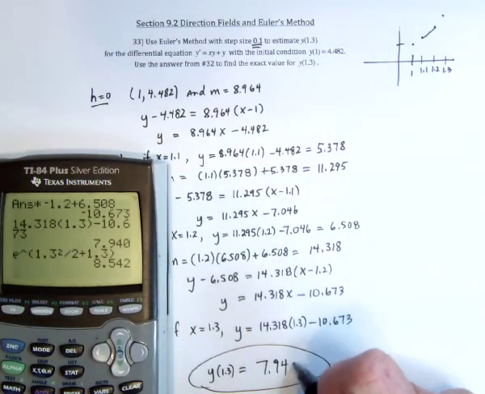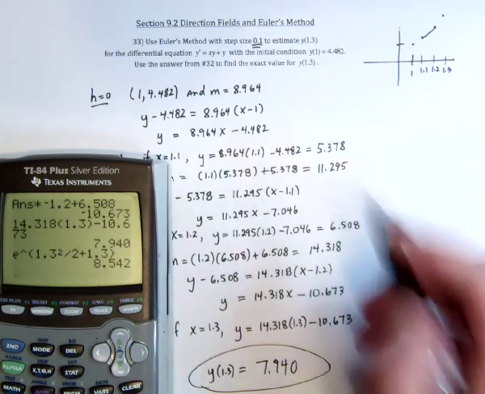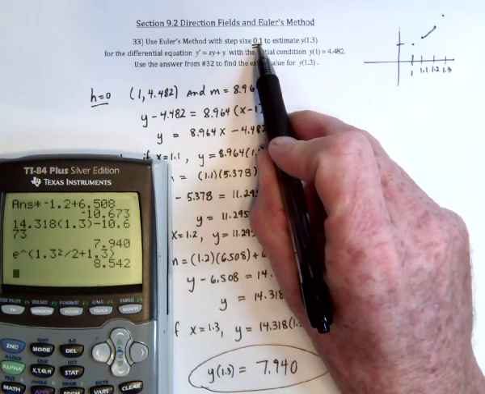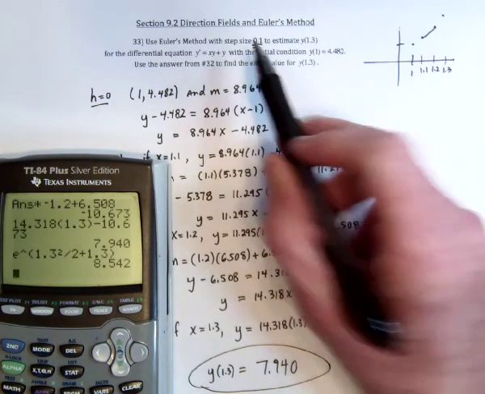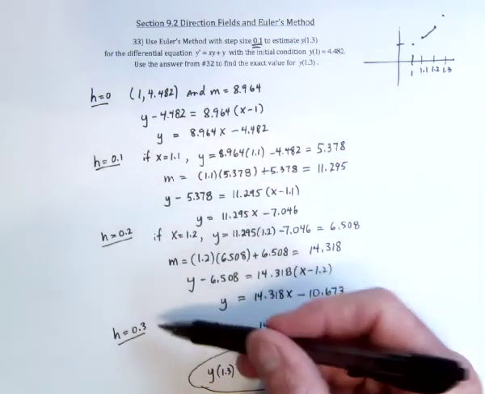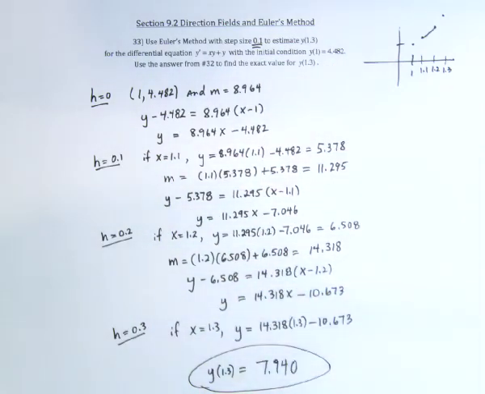And what we got was 7.94. So it's off by a little more than half a unit. So that's actually not too bad. If you wanted to be more accurate, of course, you just make this, say, 0.05, and then it would have taken us twice as many steps, but we would have had a more accurate answer.